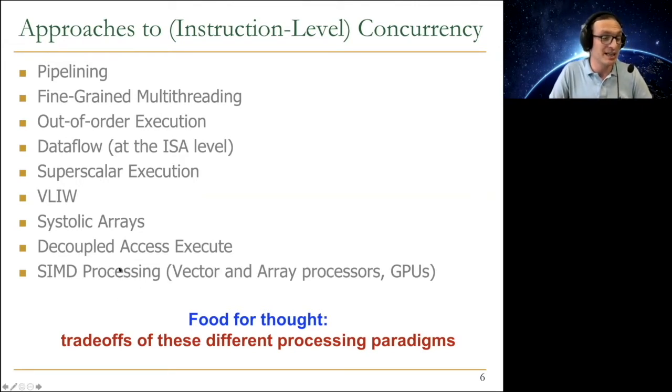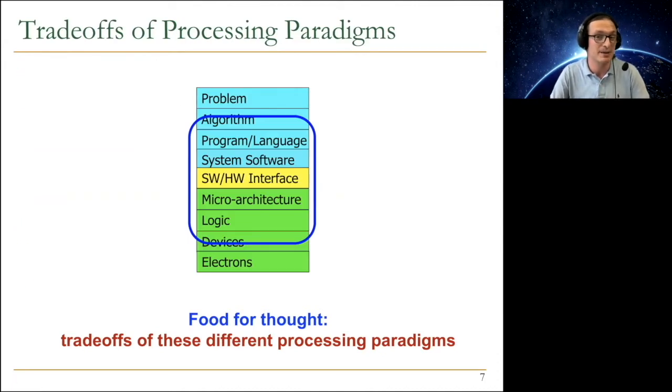What is better potentially for machine learning workloads going forward? Systolic arrays, SIMD processing, a combination of both. How can you take the best of these different paradigms to accelerate important workloads going into the future? And clearly, trade-offs span beyond just workloads, right? Trade-offs of these processing paradigms actually span all the way from algorithms to devices.